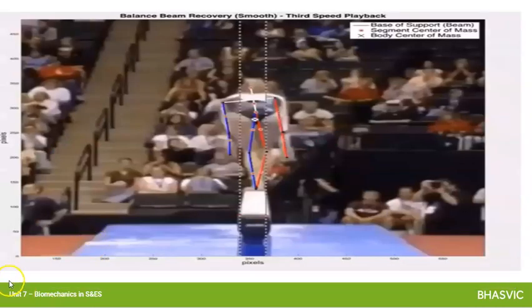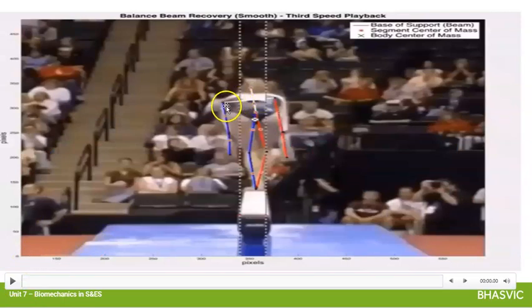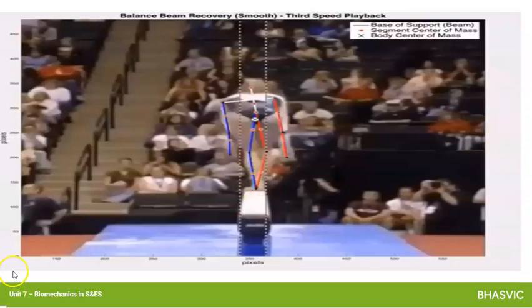Have a little look at this. This shows a sort of an electronic plot of this gymnast's. The little red dots represent their limb segment masses, centre of masses, and this white blob with a black cross represents the overall gymnast's centre of mass.